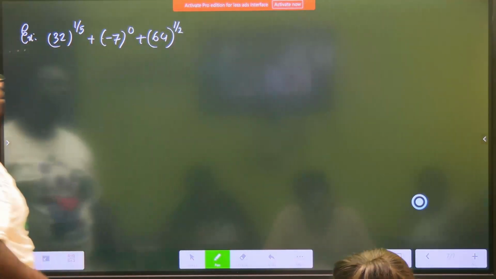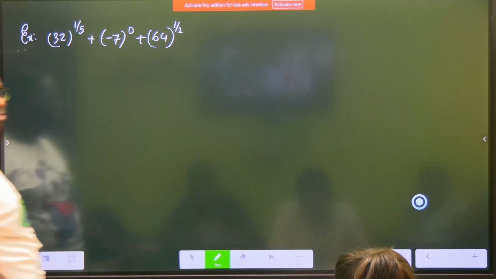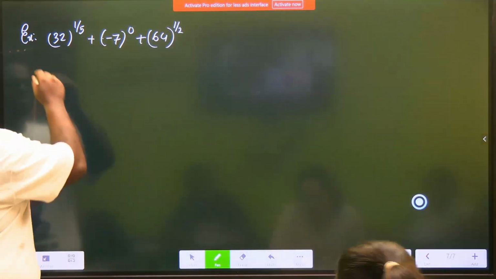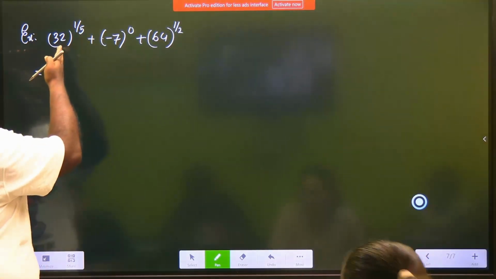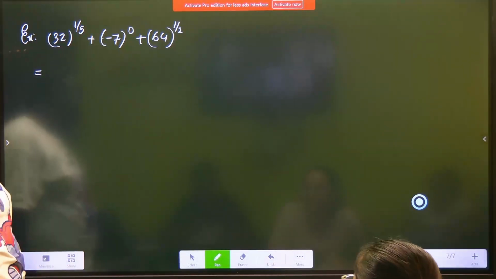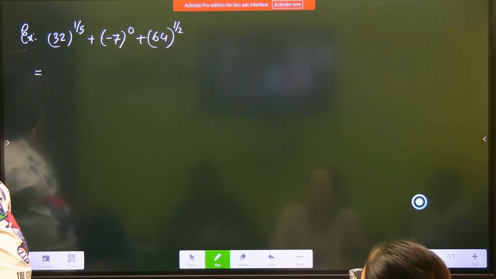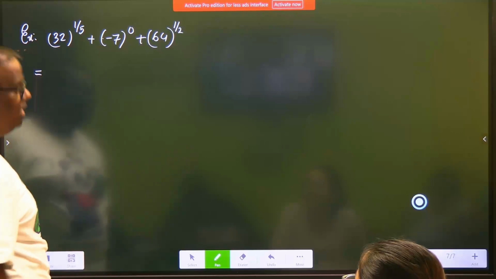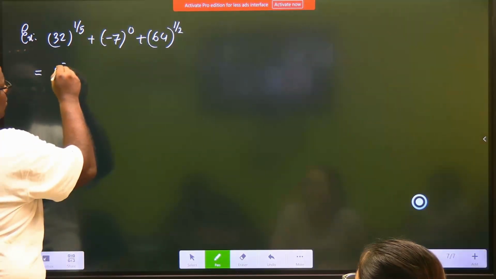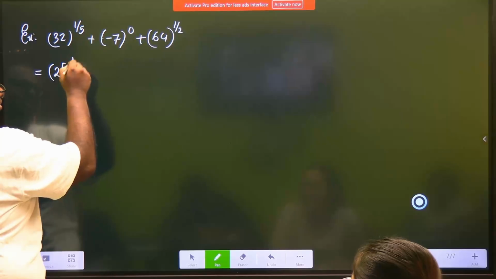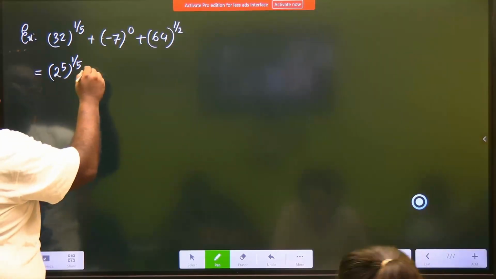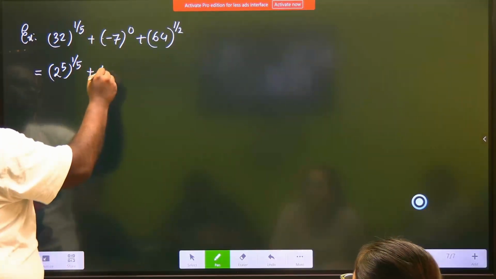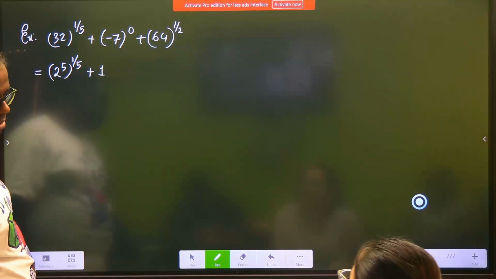So remember, all these additions are possible only when you bring them into real numbers. So what is this? It is actually 2 to the power 5. The questions are like this, they hide everything. That is 2 to the power 5. Then negative 7 to the power 0. Anything to the power 0 is 1. So negative 7 to the power 0 is 1.